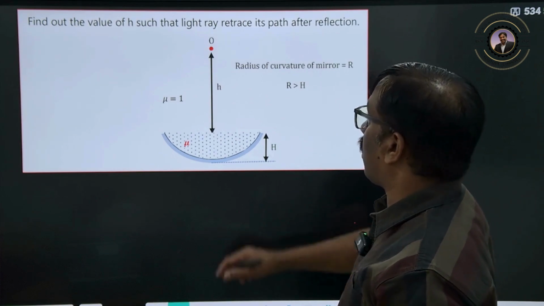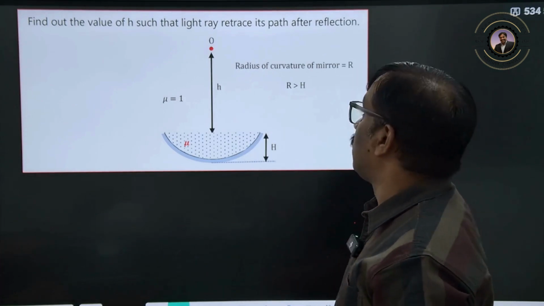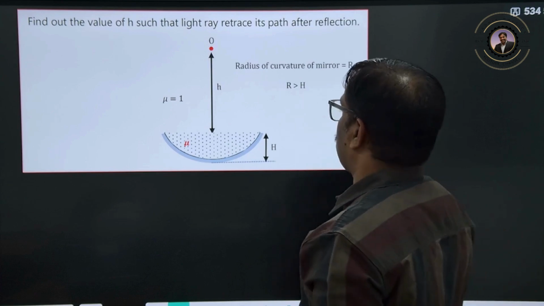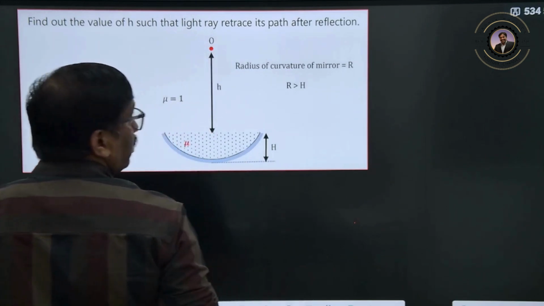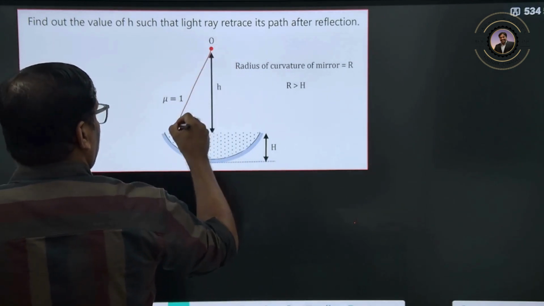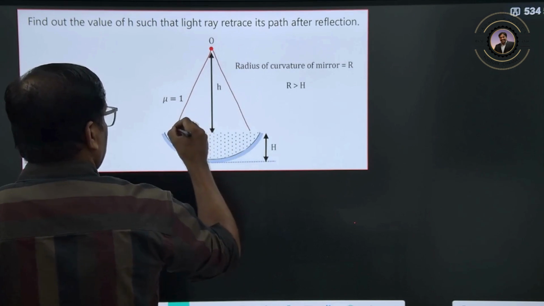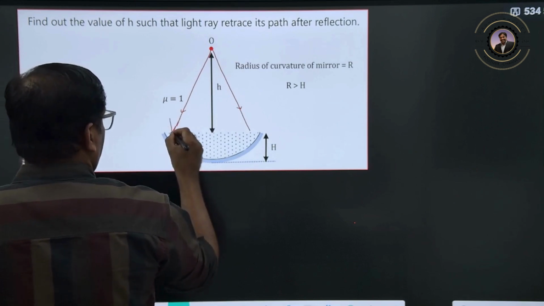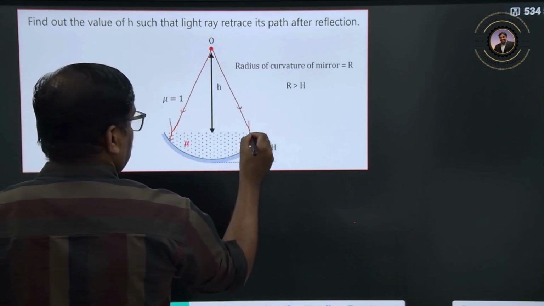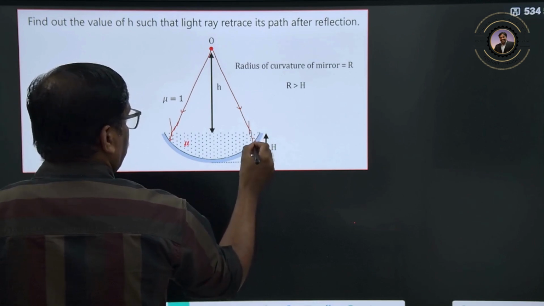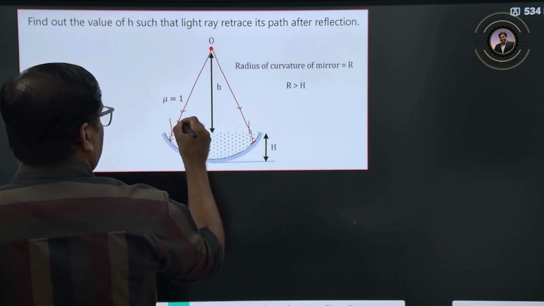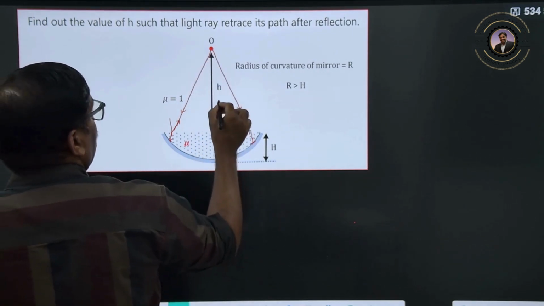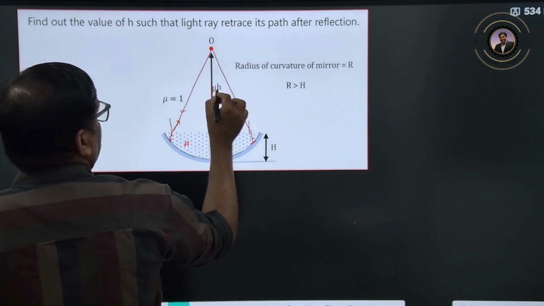Now this object is at this point, no? Therefore this distance should be equal to mu times h, because the object is in the sun, and therefore we are able to see it. Light rays are coming and falling on this, undergo refraction, and then fall onto this center of curvature, then get reflected back. Clear? So this height should be mu times h.